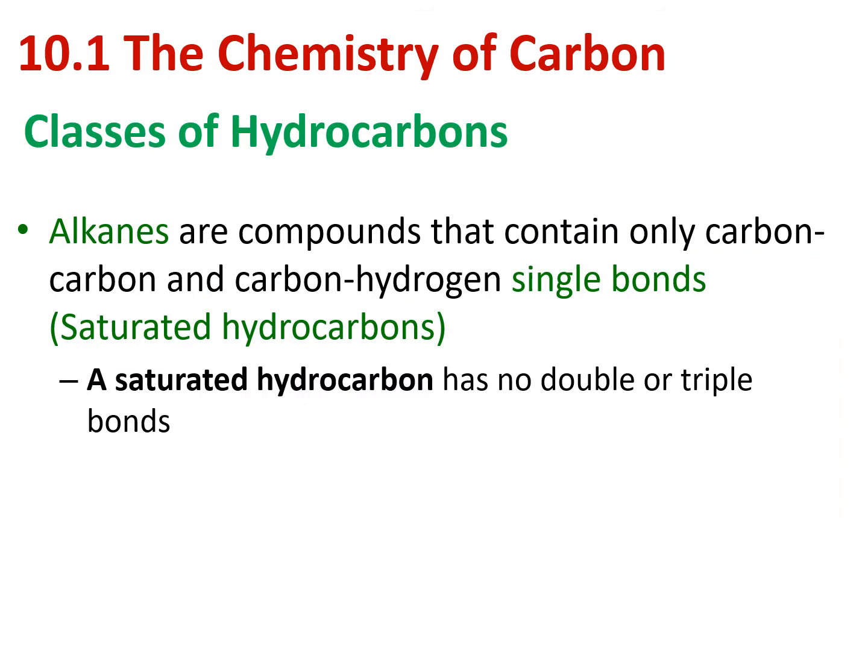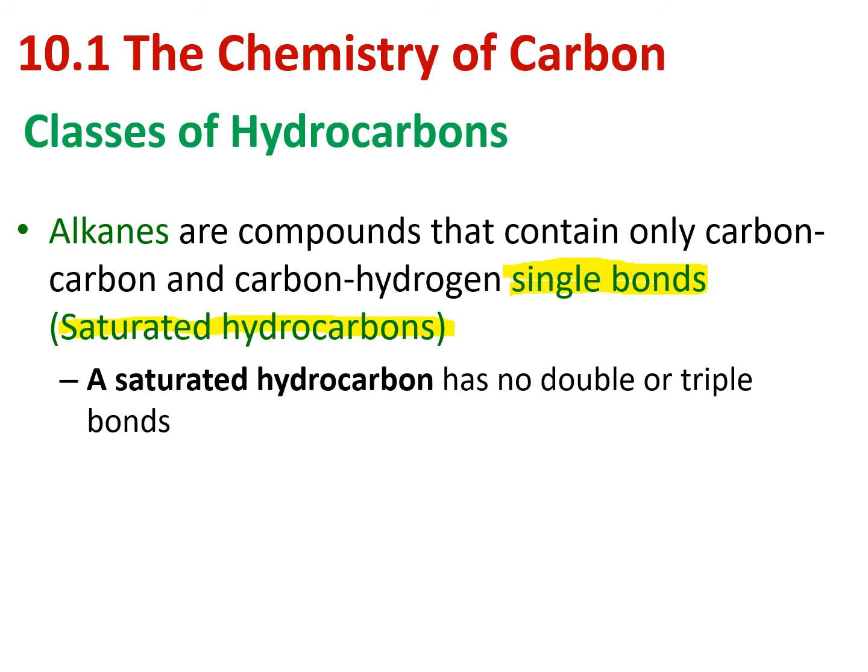So the first one, alkanes, are the compounds that contain only carbon-carbon and carbon-hydrogen single bonds. So the keyword to remember is single bonds. There are only single bonds present between these hydrocarbons, and as they are hydrocarbons, obviously they contain only hydrogen and carbon atoms. These compounds which only have single bonds are also called saturated hydrocarbons.